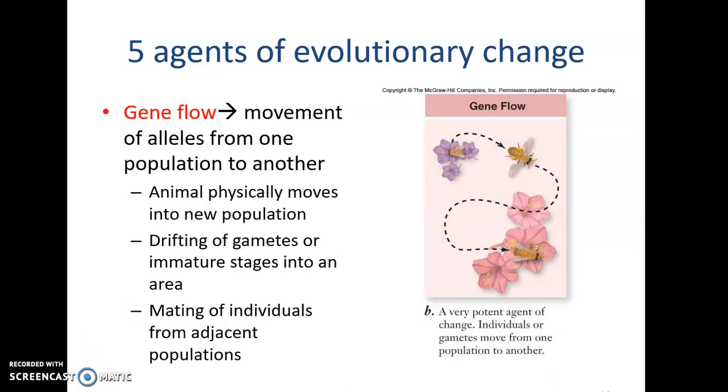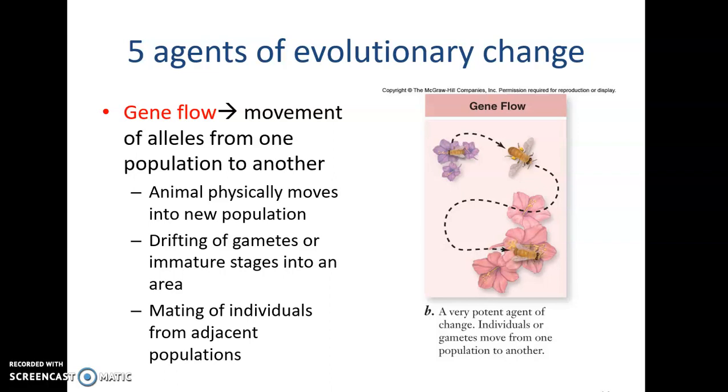Next up, number 2, we have gene flow, which is a very powerful agent of change. Gene flow is any movement of alleles from one population to another population. It can happen in a variety of ways. Animals can physically move from one population to another. Gametes, or larval stages of organisms, can drift from one area to another.